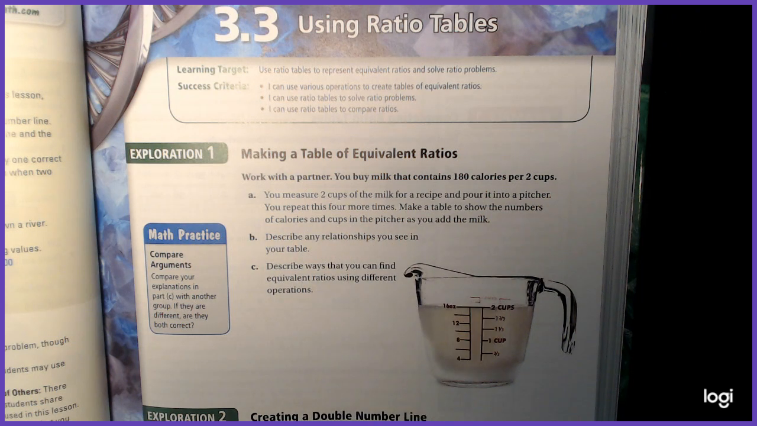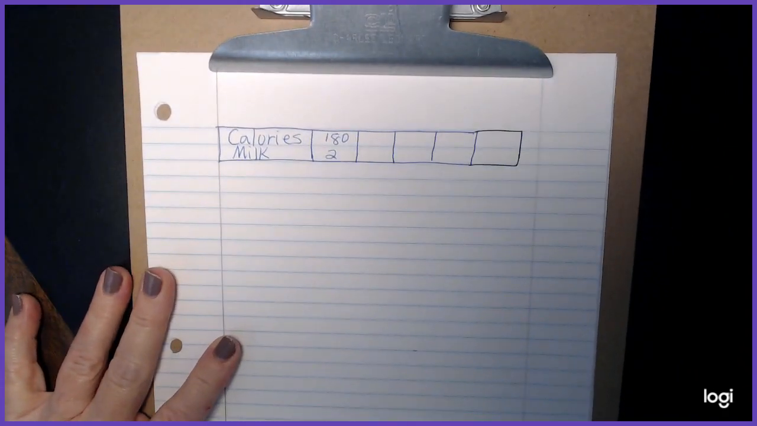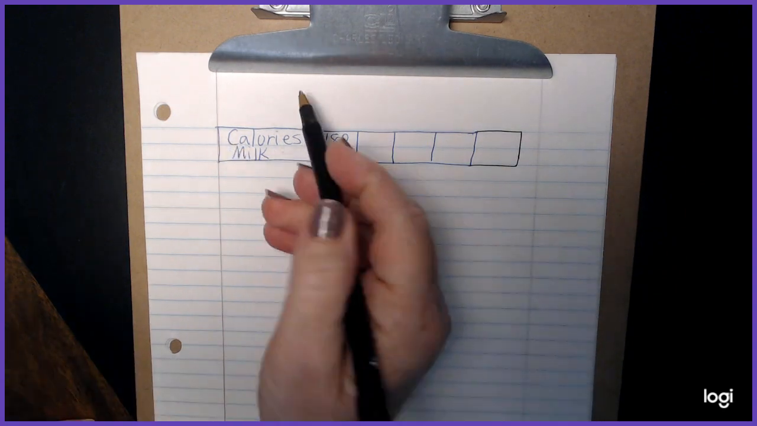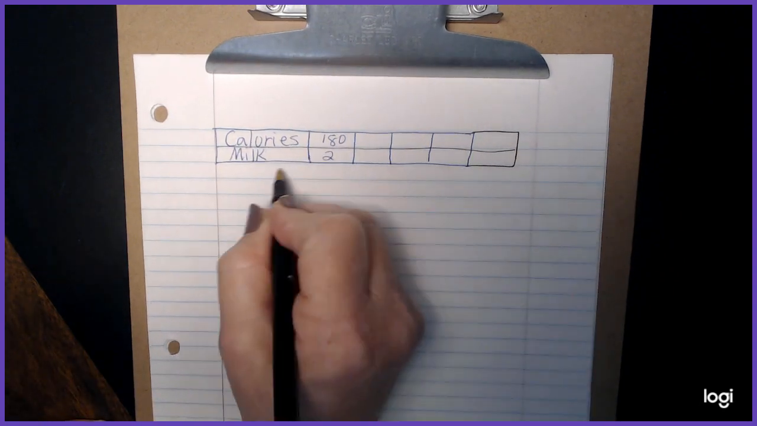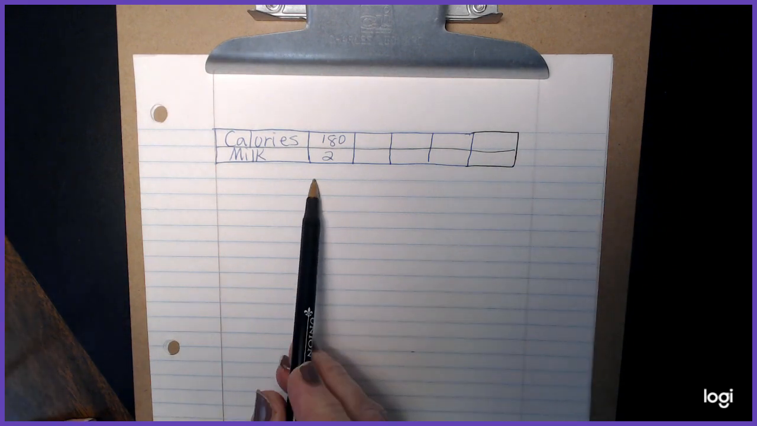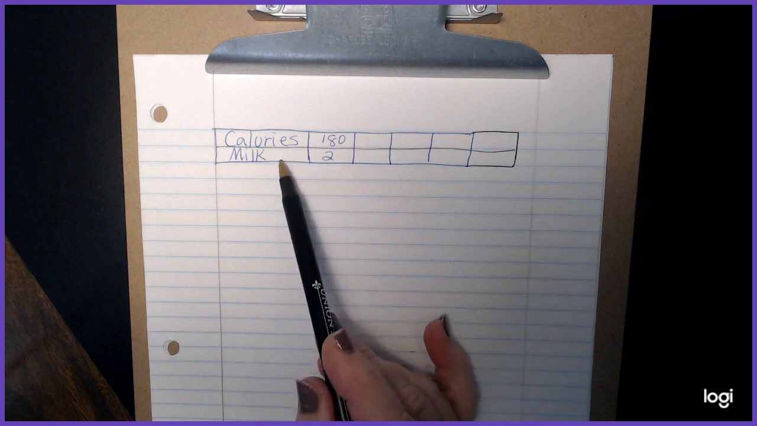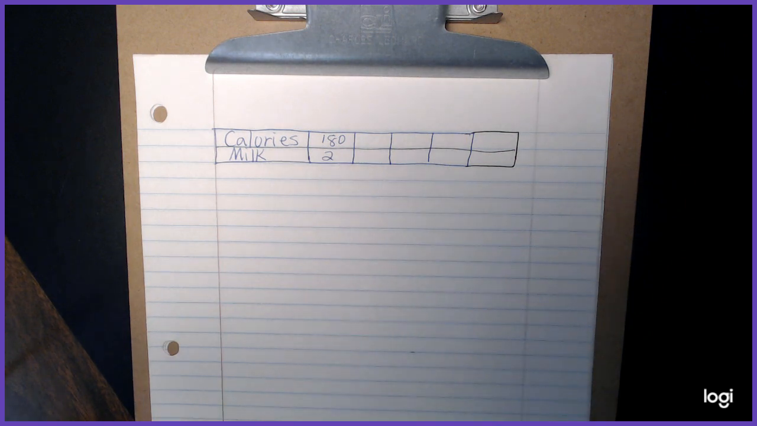So I would like for you to go ahead and make a table in our math notes. Go ahead and open up your math notebook if you haven't already. Here is what my ratio table looks like. I have the label of calories for my first line, and then I have milk for the second. I've put the ratio of 180 calories per 2 cups of milk. And then it says we're going to repeat this another 4 times. So if you could go ahead and make this ratio table for me.